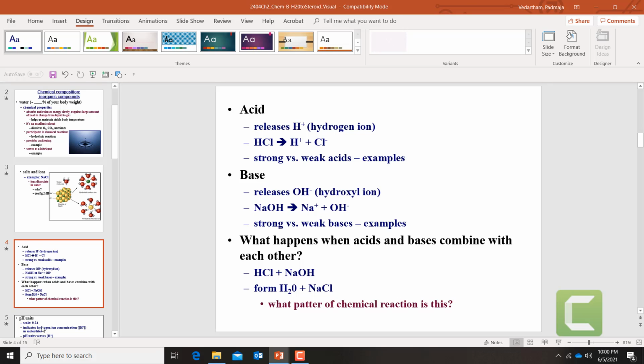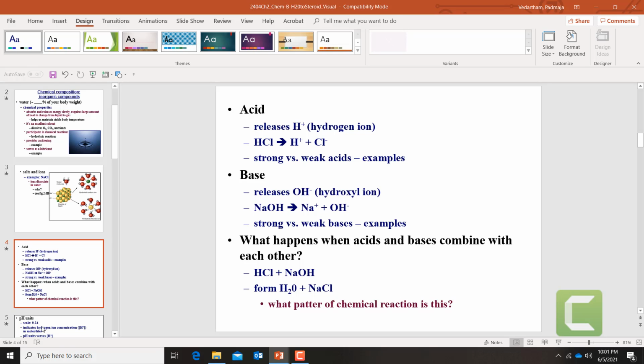Bases, on the other hand, release hydroxyl ion, that is OH minus, and sodium hydroxide, which releases more hydroxyl ions, is a strong base as compared to sodium bicarbonate, which releases a lesser amount of OH. Soaps like our detergents, cleaners, they are all bases, something that we use around the house. Those are all weak bases.